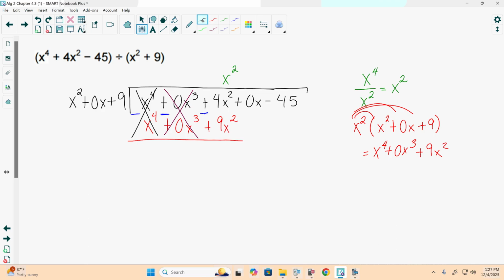4x squared minus 9x squared is negative 5x squared, yes? So we good with this so far? Because unfortunately, or fortunately, the first term canceled and the second term canceled, yes? So that's fine. We left it as that.